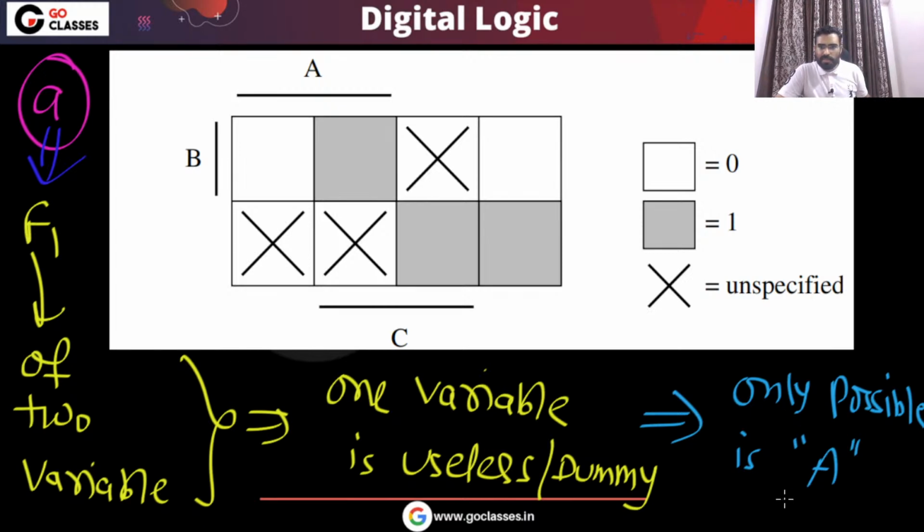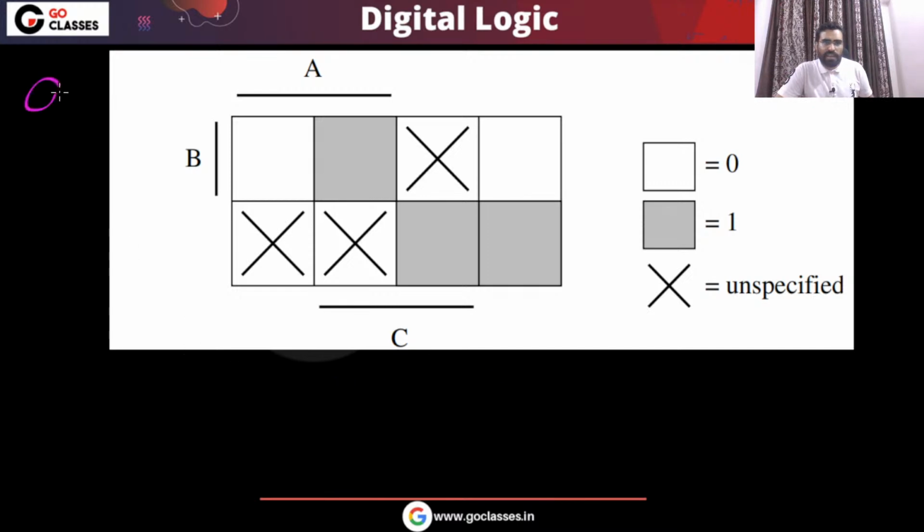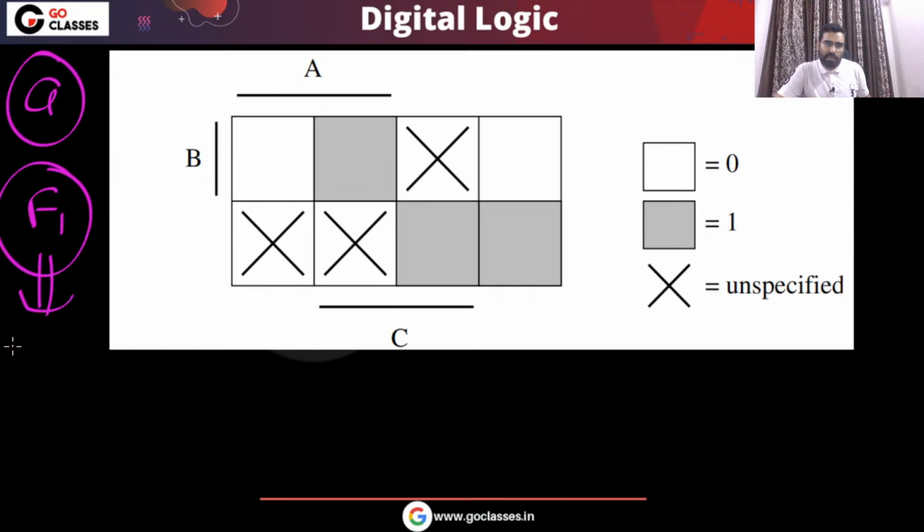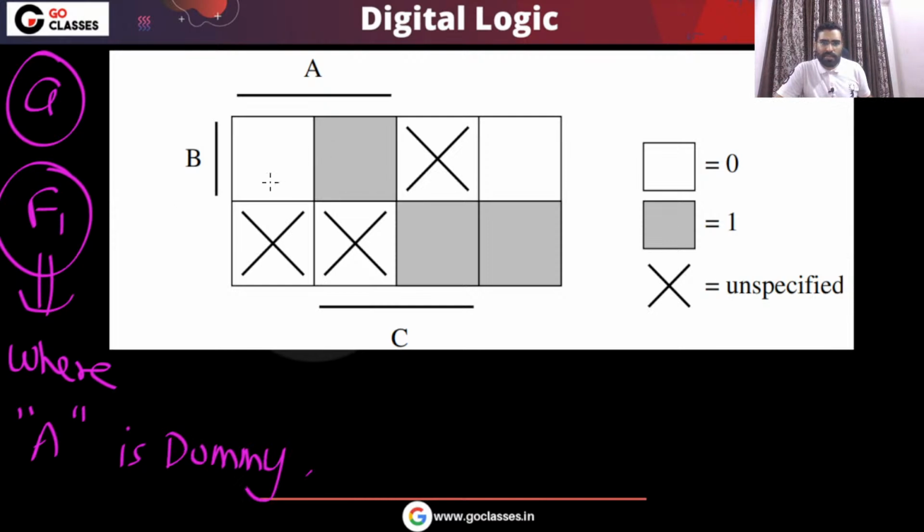So finally, just make the A variable dummy. You want F1 where variable A is dummy. Because variable A is dummy, it simply means that these two must be same. This is already 1, so this must be 1.